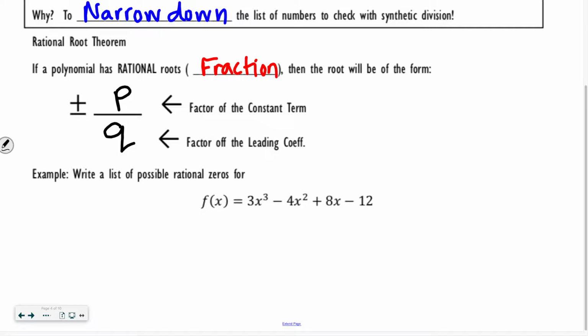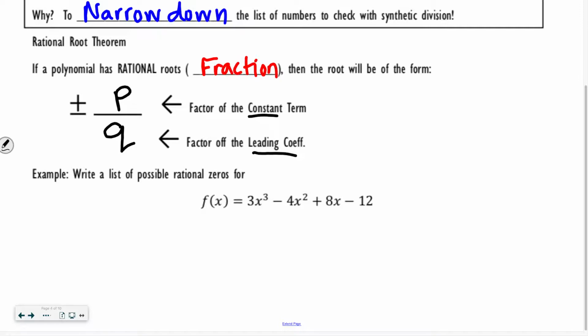This is a new P and Q, different than the P and Q we used back in quadratics for intercept form. And we're going to label P is factors of the constant. Where do you find the constant in a polynomial in standard form? Way at the end. Over Q, factors of the leading coefficient. Where's the leading coefficient? Way at the front. So you're doing the factors of the two numbers on the bookends of your polynomial.